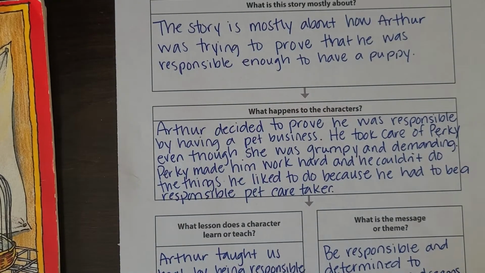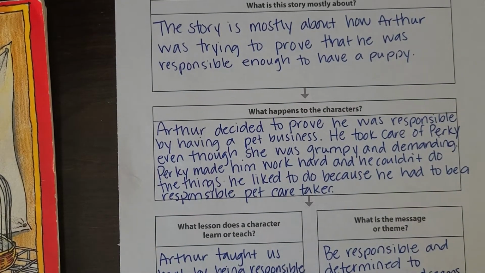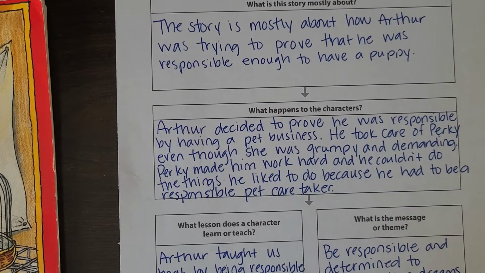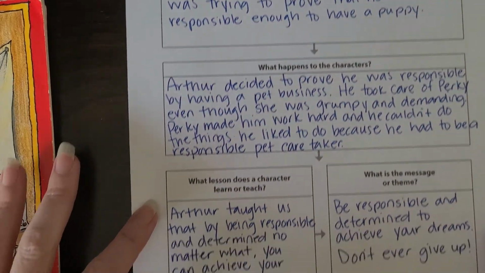Now those weren't very specific, but it encompasses all the things that he had to do. He had to walk her, he had to feed her, he had to bathe her, he had to take care of her. He had to deal with her even though she was grumpy. So I didn't put all of that in there because there's not a lot of space, but I did put what it's mostly about and kind of a general idea of what happened to Arthur.